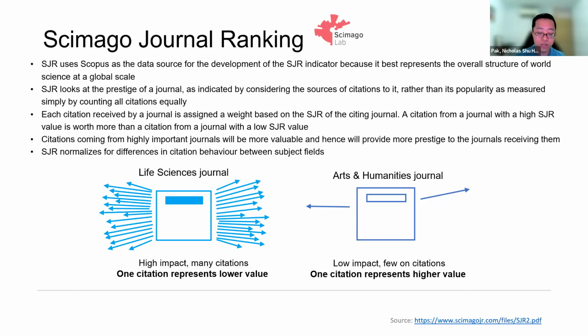At the same time, it also dissuades journals from saying, okay, if I cite your work, you can cite mine, we cover each other that way. It dissuades people from that, so it's much more altruistic in a way. Citations coming from highly important journals would therefore be more valuable and would provide more prestige to the journals receiving them. It also normalizes for differences in citation behavior among subject fields. So this is how SJR works.